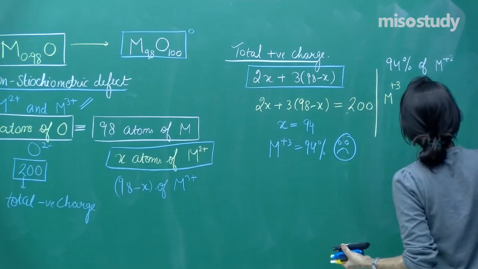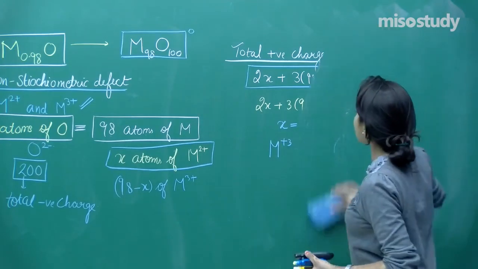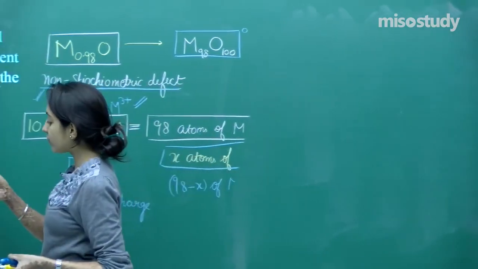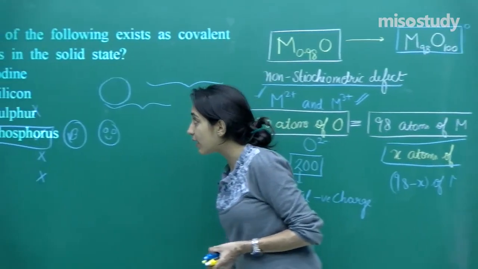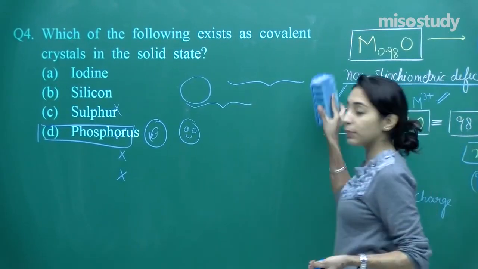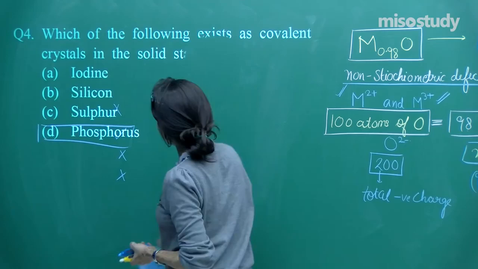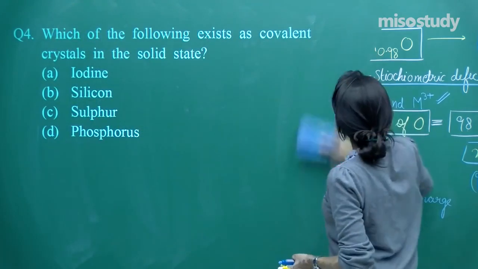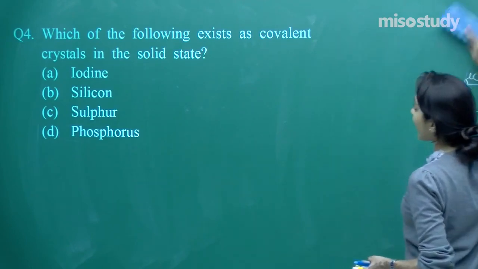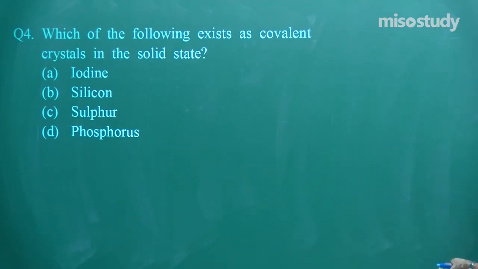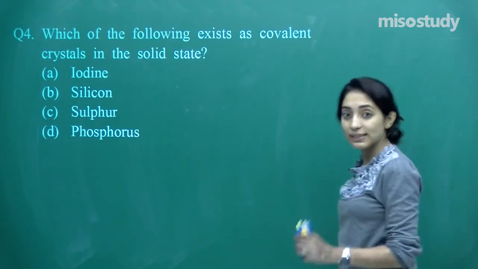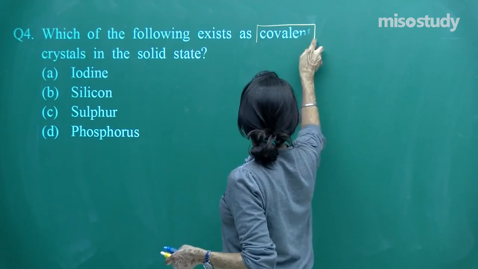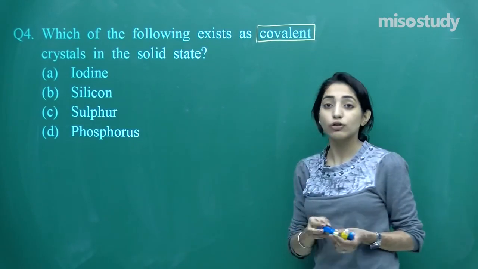Okay guys, having done this much, let us now directly move on to our next question. The question that I have chosen for you was this one. This question has again been asked in past year JEE papers. Let me read out the question for you. The question says: which of the following exist as covalent crystals in solid state?